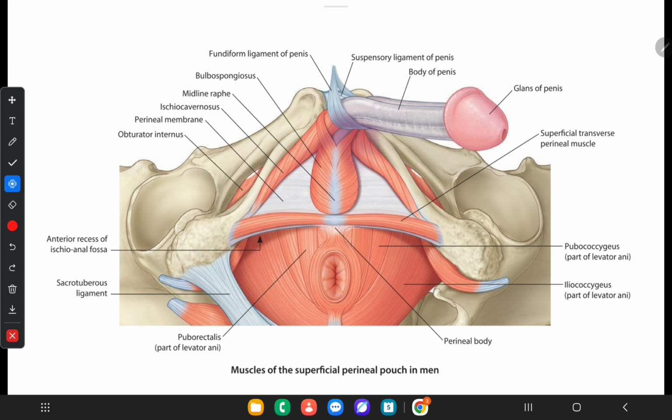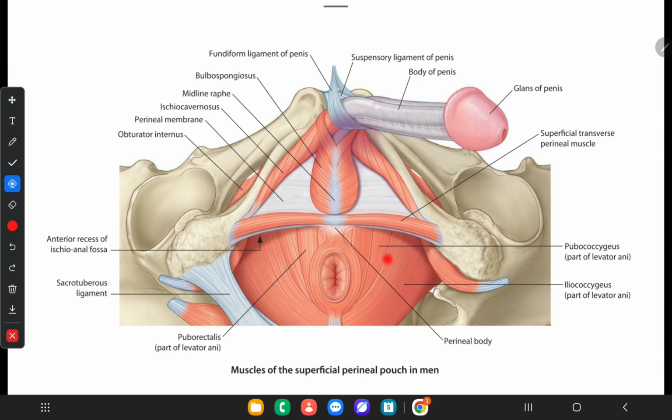Here is a section in males. You can see the penis, the body of the penis and the structures. And here you can see the bulbospongiosus muscle. Bulbospongiosus muscle in males. This is the ischiocavernosus muscle in males. These are the superficial transverse perineal muscles. It is the same in both sexes. And this is the perineal body. This is the anal canal.